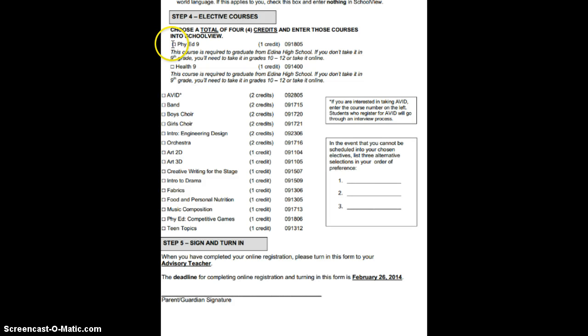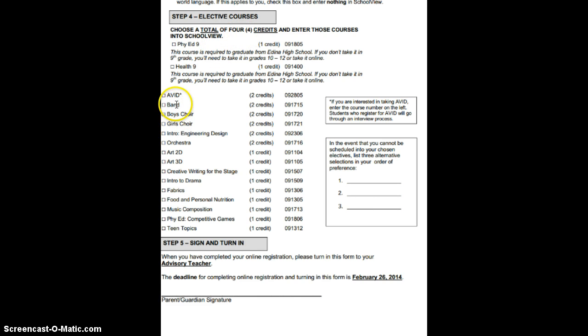We do recommend, because both Phy Ed and Health are required to graduate from high school, from Edina High School, that you consider taking those in 9th grade. For most of you, that will be very easy to fit into your schedule. I'll talk in a minute about the very few of you for whom it may not be. So we would suggest that you would take Phy Ed for 1 credit of the 4, and Health, another credit of the 4, so then you're down to 2.